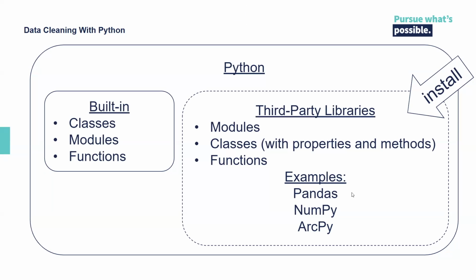Examples of these include pandas, which is something we're going to be looking at today, NumPy, which is for working with numbers and math, and we're going to be using that a little bit today. And then ArcPy is a Python library that works along with the ArcGIS suite of products. These are all examples of things that you can go out on the internet, download, and put on your own machine.